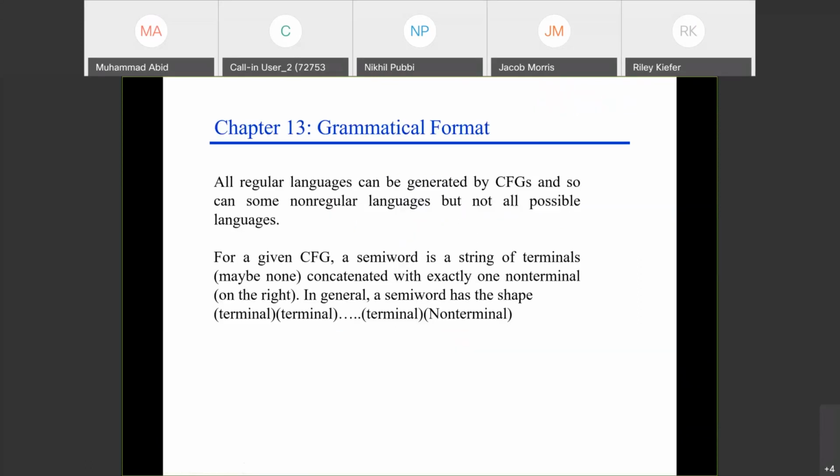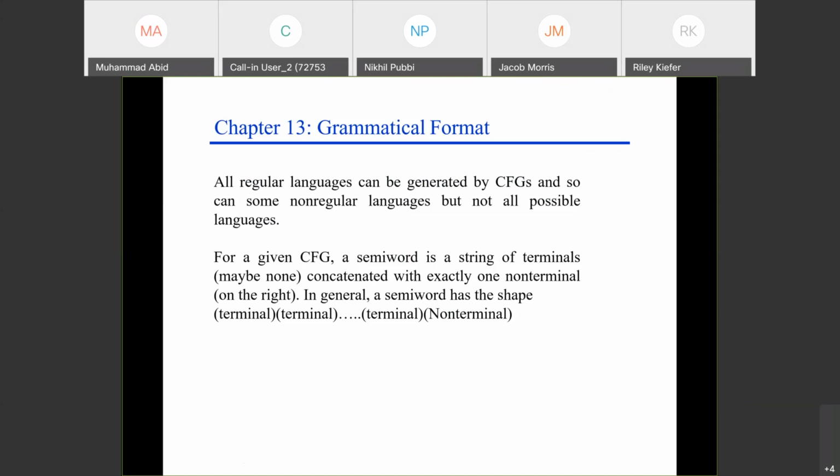Grammatical format. Today, in the last class, we saw that for any context-free language, you can write a context-free grammar. That grammar is composed of production rules, and the rules are individually, each rule. So this grammar must have at least one start production rule.